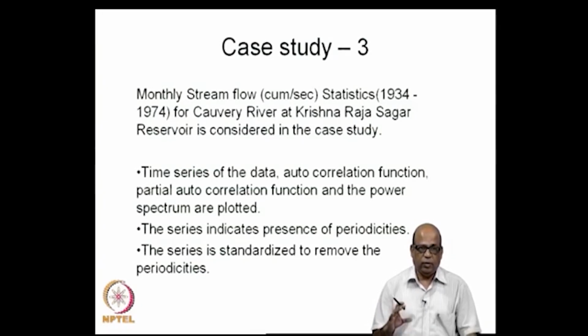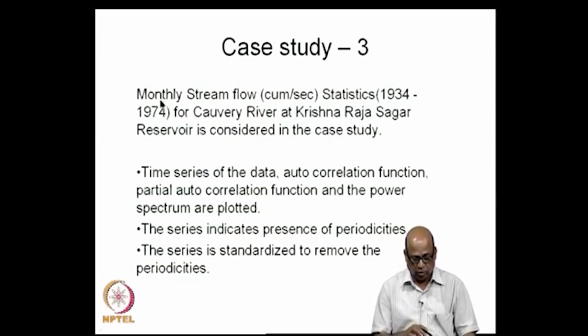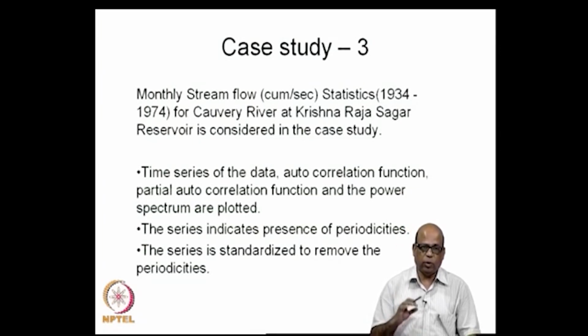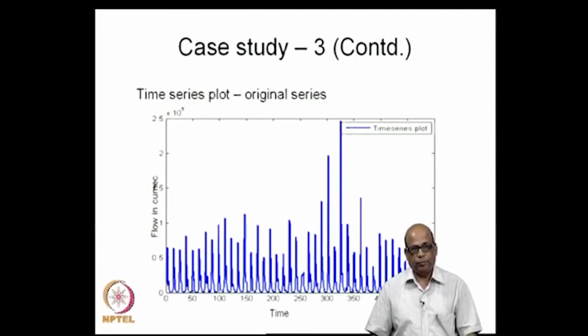Then we see whether there are periodicities present in the data, because we are talking about monthly stream flow data, and as I have been saying repeatedly, monthly stream flow data are almost certain to show periodicities corresponding to 12 months, especially in monsoon regions like ours. Once the periodicity is indicated, let us see how we can remove the periodicities. In this particular case we simply standardize the series, obtain another series by standardizing, and then look at whether the periodicities are present or not. So, that is the exercise we do now.